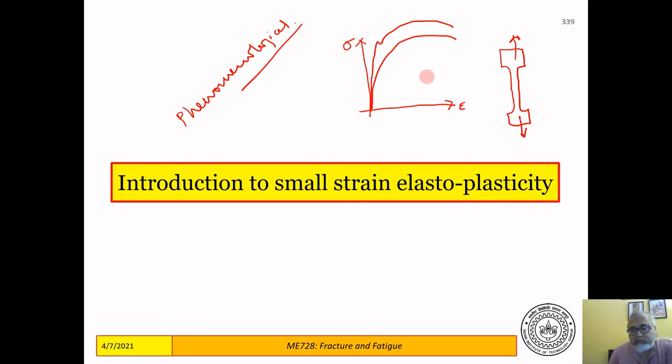So what a phenomenological theory tries to do is explain the phenomenon that you are seeing through a mathematical model. It does not go into the material scientific aspects of why plasticity happens or how it progresses. It tries to describe plasticity based on what we see in these kinds of uniaxial tests.